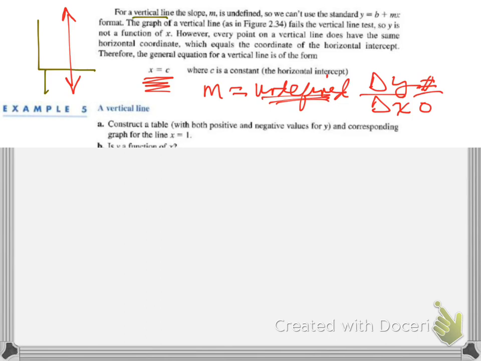Okay, so in terms of how that would look, if you were to build a table of that, you would see that you'd have your x and your y. In this situation, your x would be all the same and your y would be changing. Notice that that is not a function, that is just a relationship. Okay?